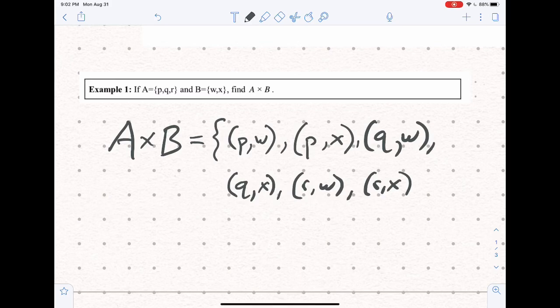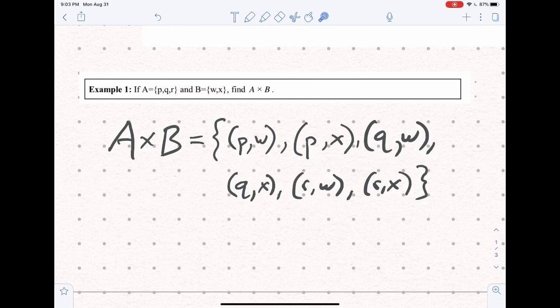Now, you can look through A and B and try to figure out if there are any combinations that I missed. Remember, I'm not allowed to put something from B in the first slot. I have to put something from A in the first slot. So that means I'm limited to P, Q, and R in my first slots here. And in the second position, I have to get something from B, which means I have to have either a W or an X in the second slot. I think this is all the combinations there are of the things from A and things from B. These are all of the ordered pairs I can get, and so I'm just going to end this set by putting a closing curly bracket.